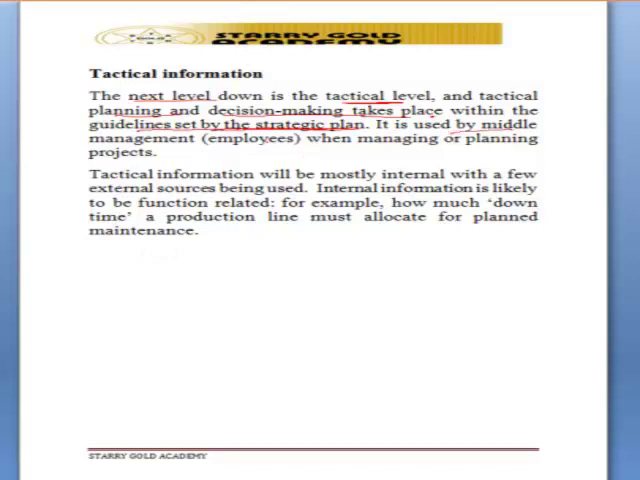So it is used by middle management or employees when managing or planning projects. So tactical information will be mostly internal, with a few external sources being used. Internal information is likely to be function related. For example, how much downtime a production line must allocate for planned maintenance. As if you want to maintain the system or you want to maintain a particular machine.